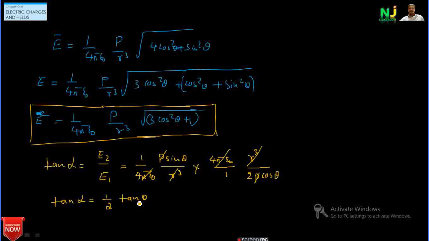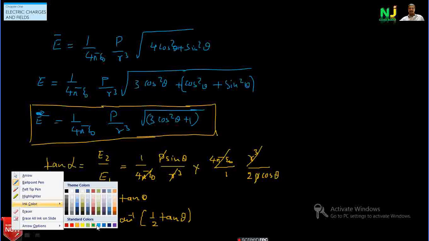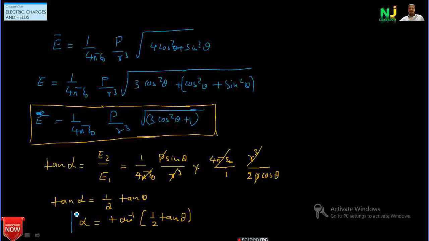We know theta is the angle made by the line joining the point P with the dipole axis. So this is the expression for the direction of the resultant electric field due to the electric dipole at any point. So this is the magnitude, and this is the direction.